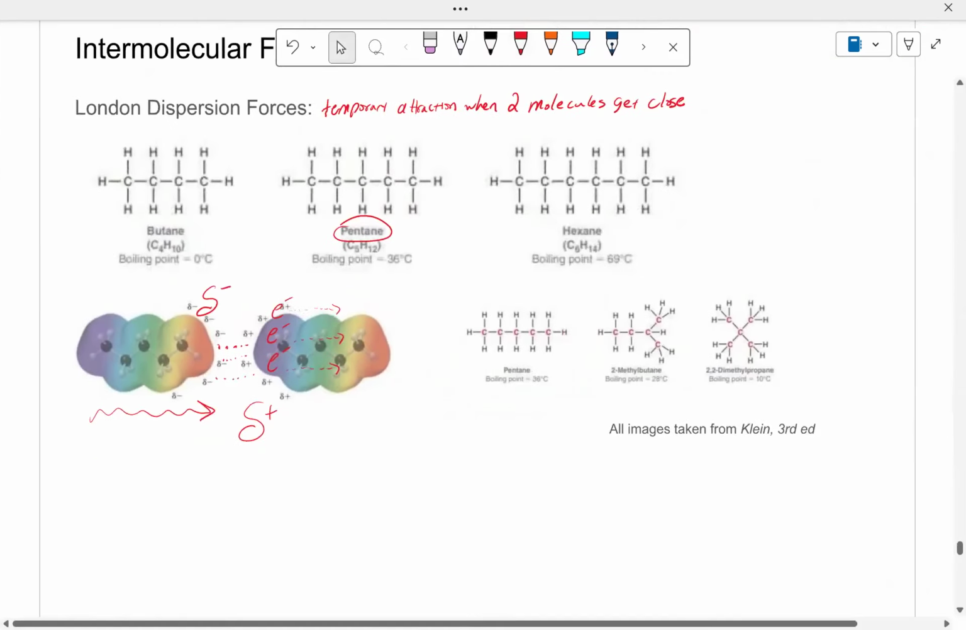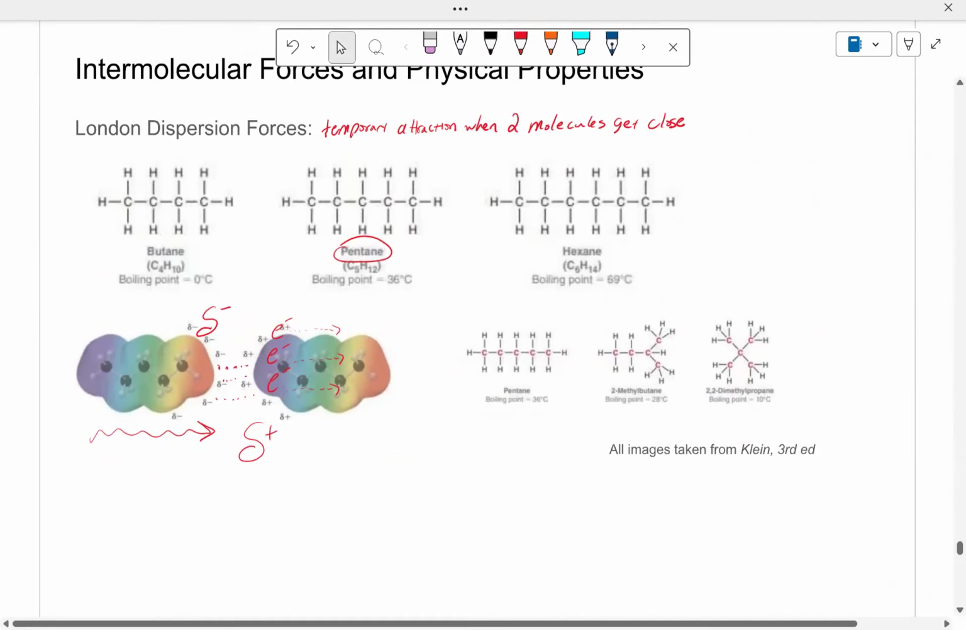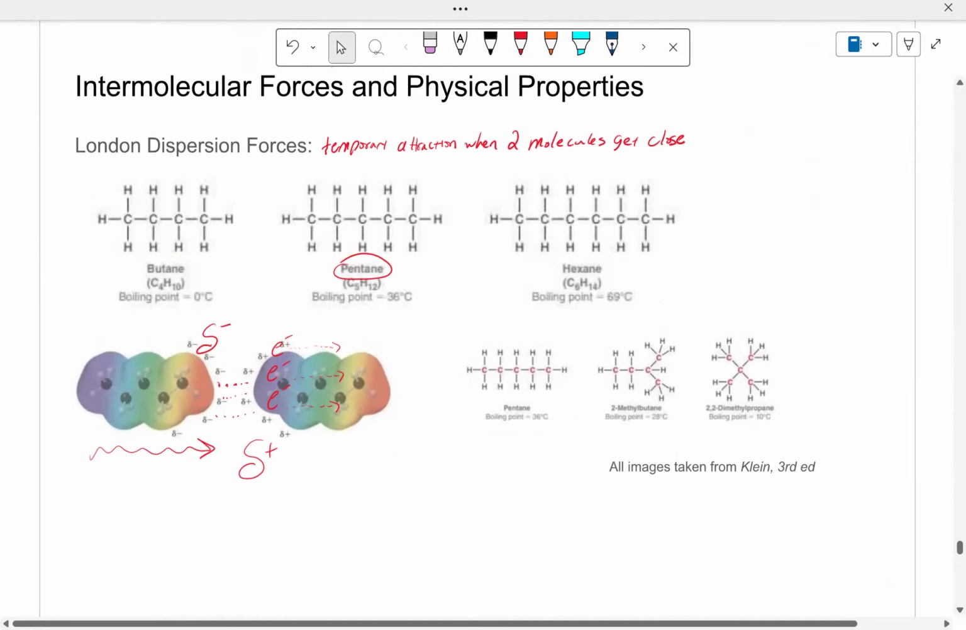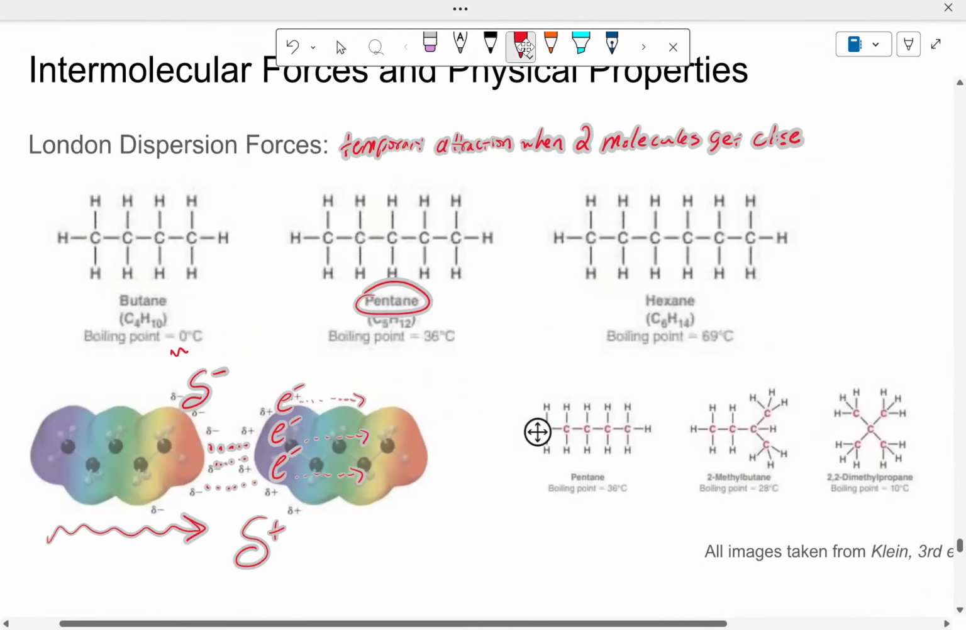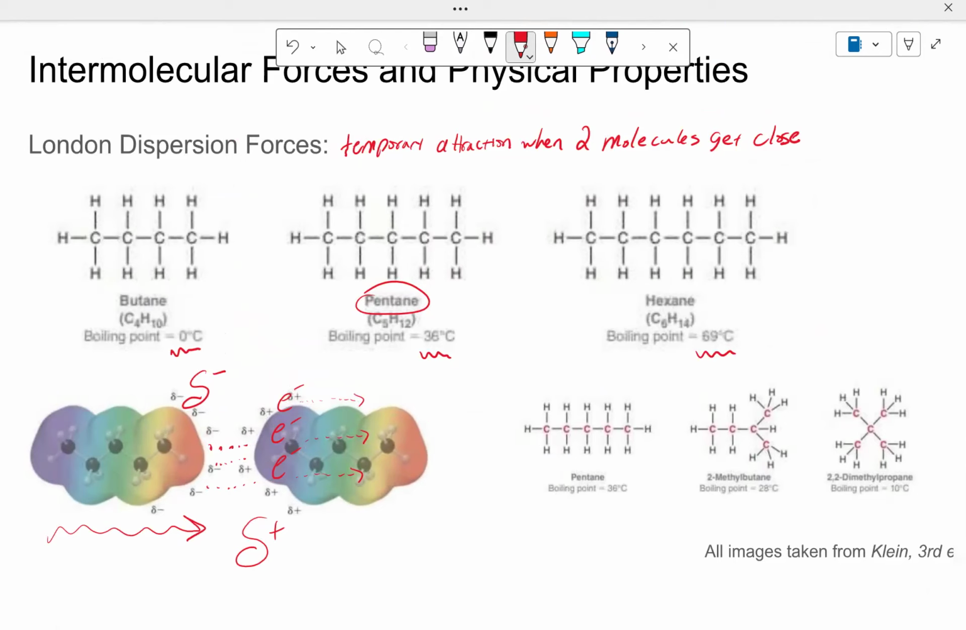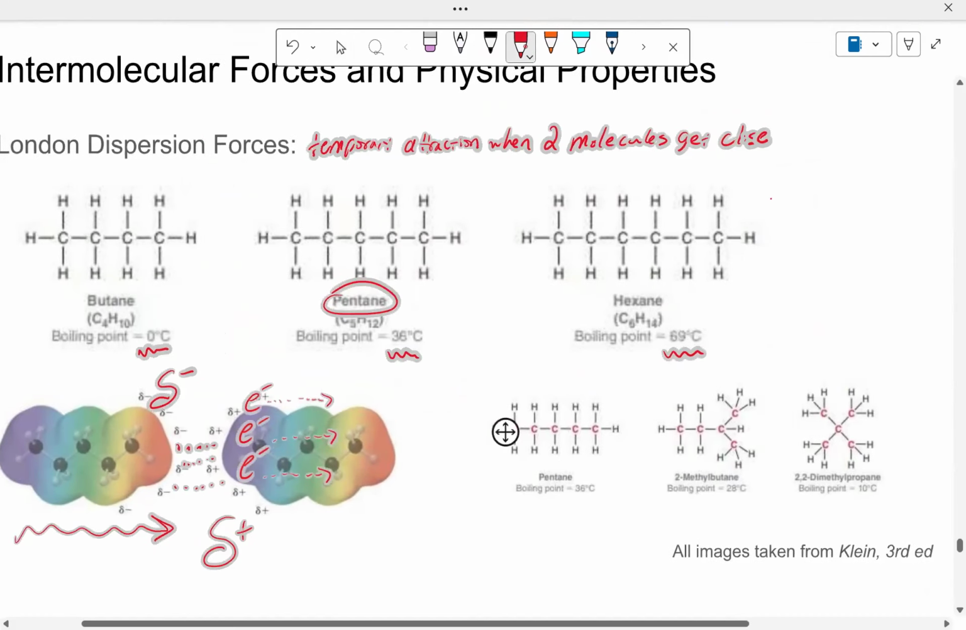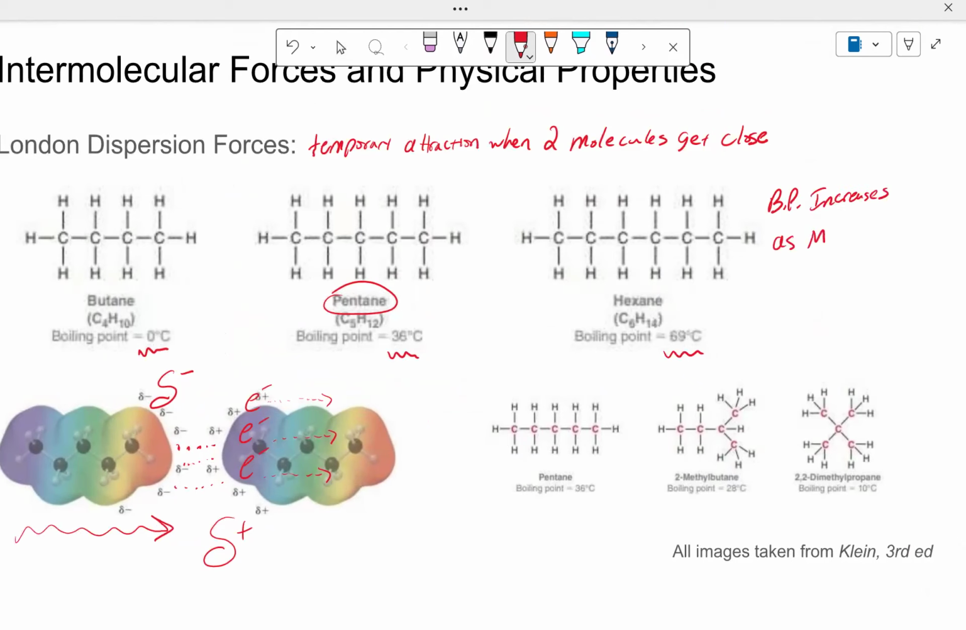Now, one of the things that maximizes these interactions is molecular weight. So take a look at these 3 compounds here, butane, pentane, and hexane. I want you to note their boiling points. I don't want you to memorize them, but notice they get higher as you add carbons to the molecule. So the boiling point increases as molecular weight increases. The reason for that is there are more points for the molecule to associate the longer the chain is.